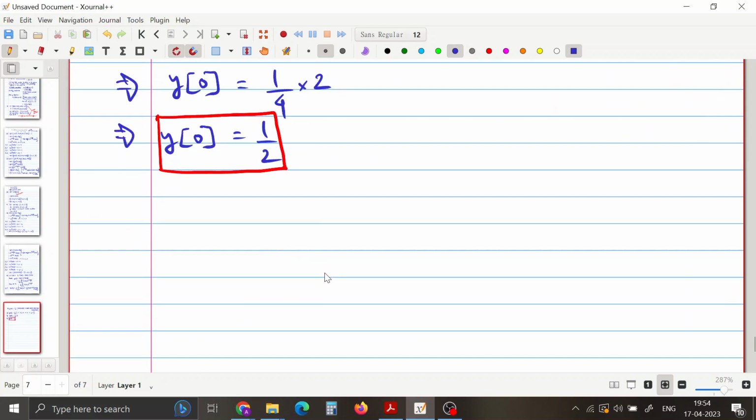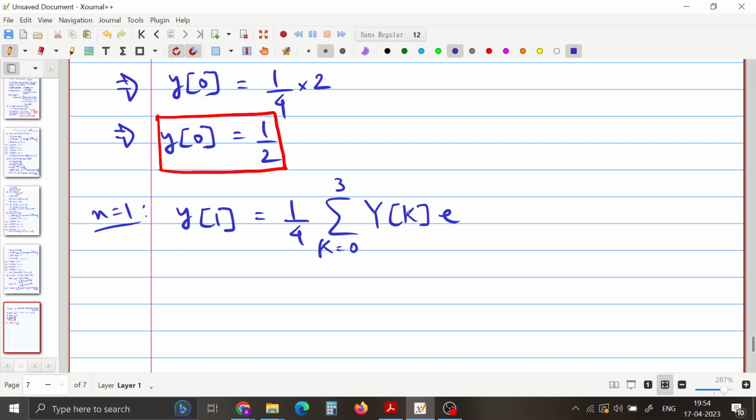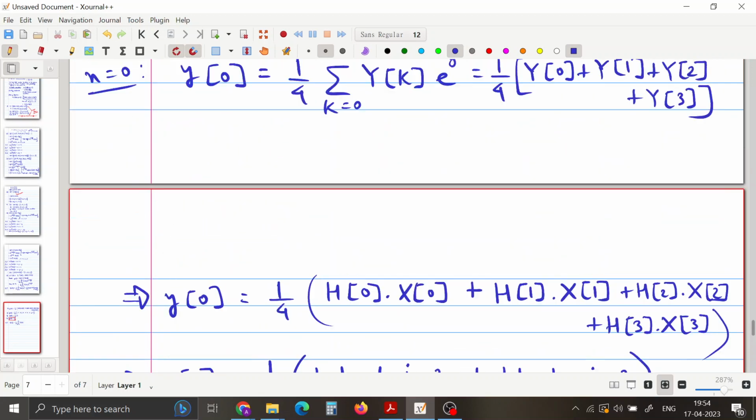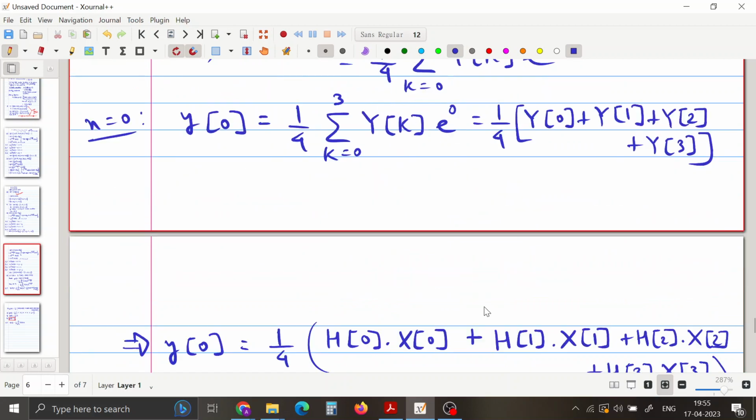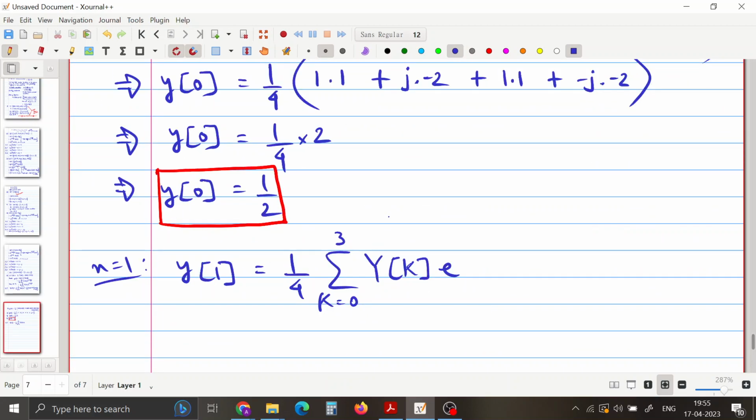So now putting n equals to 1, we will have y of 1 equal to 1 by 4 sum, k running from 0 to 3, capital Y of k times e power, you go back here, so e power j 2 pi k, now n is 1, so 2 pi k by 4. Okay, right.